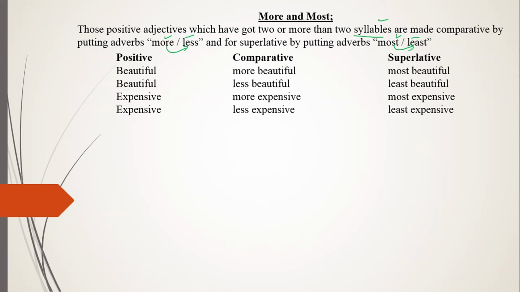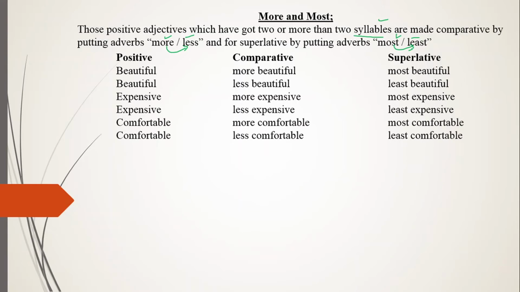After that we have got expensive, more expensive, most expensive, and the opposite for that is expensive, less expensive, least expensive. And instead of less you can use lesser as well. The next adjective we have got is comfortable. It has got four syllables, so you will put more and less in comparative, most and least in superlative degrees. So you will say comfortable, more comfortable, most comfortable, comfortable, less comfortable, least comfortable.